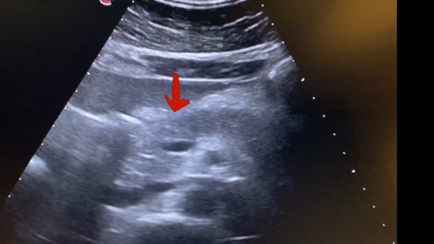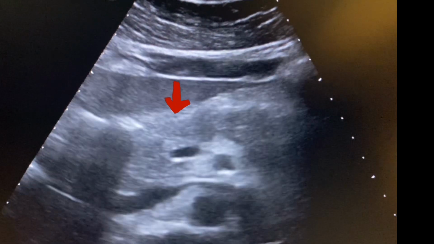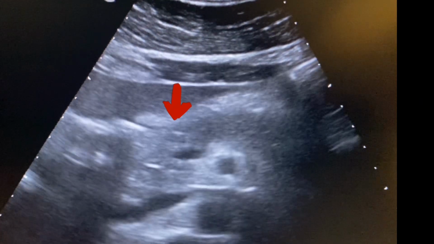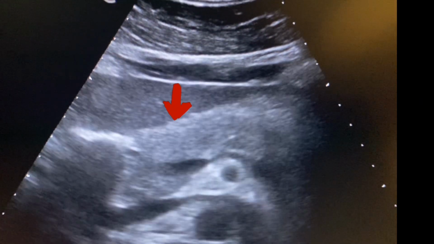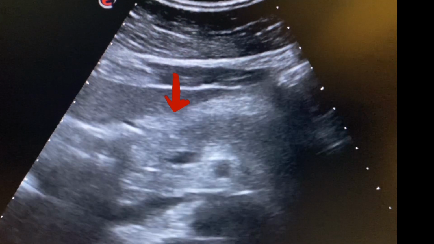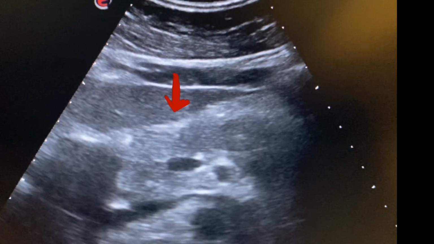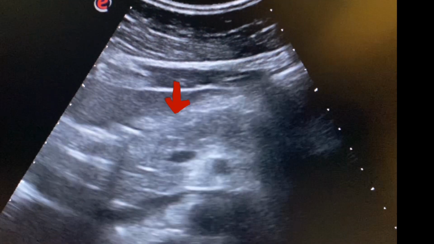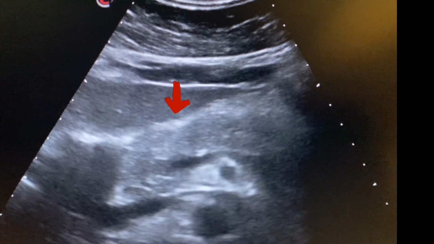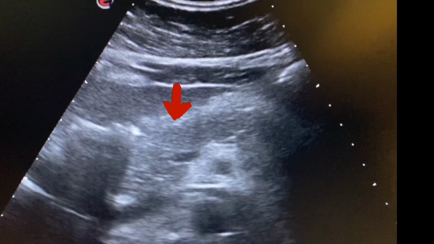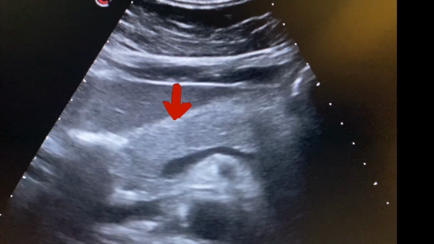Now if we focus on the head and neck and body, we see there is a heterogeneous texture. The head and neck appears to be echogenic and body is hypoechoic. Now if we see here, the head and neck is more echogenic.